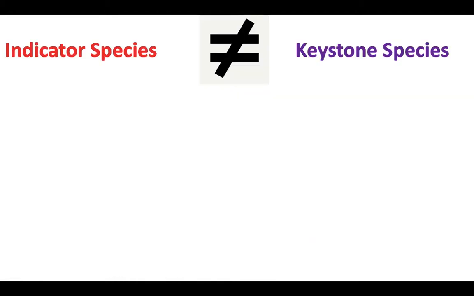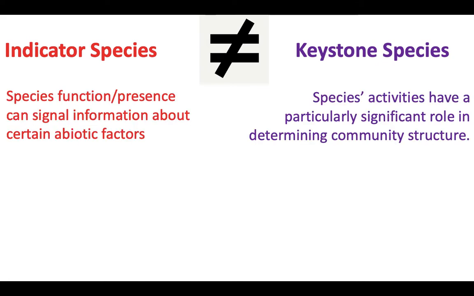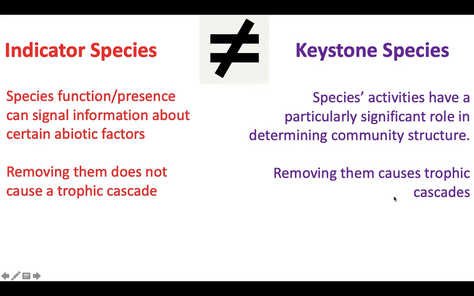You may be drawing connections between indicator and keystone species, but they are not the same thing. Indicator species tell us a little bit of something about the ecosystems, about certain abiotic factors, based on their function or their presence. Keystone species have a significant role in the ecosystem, but they don't tell us anything about the pH or the salinity. Their presence or absence can lead to a trophic cascade, but with indicator species, their presence or absence does not lead to a trophic cascade. Their presence or absence just tells us about certain abiotic factors.